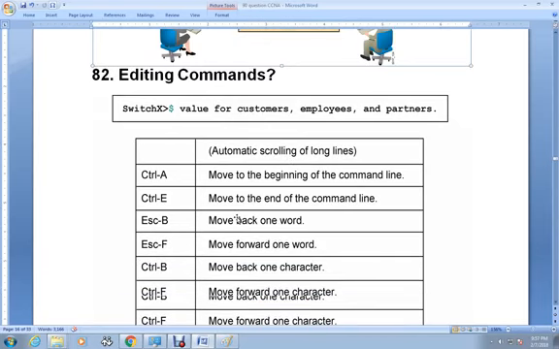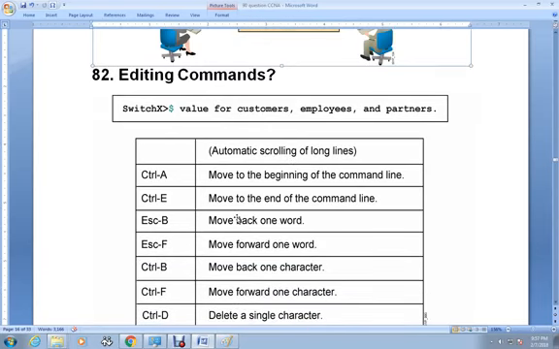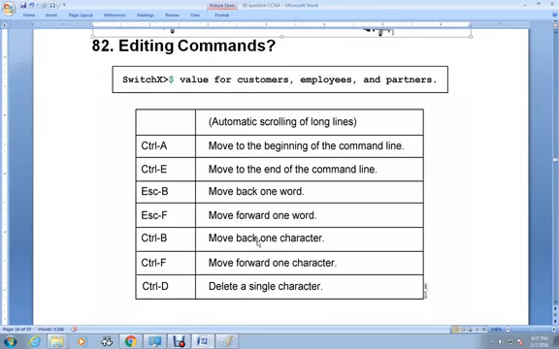Similarly, guys, we have some editing commands. What are the editing commands in switching or routing? For example, what is the use of Control A? Move to the beginning of the command line. And what is the use of Control E? Control E moves to the end of the command. This is beginning, A, and this is ending.